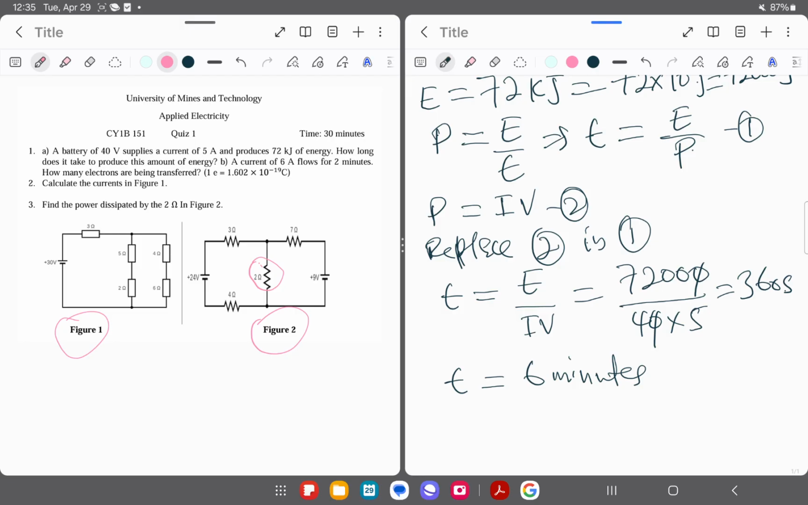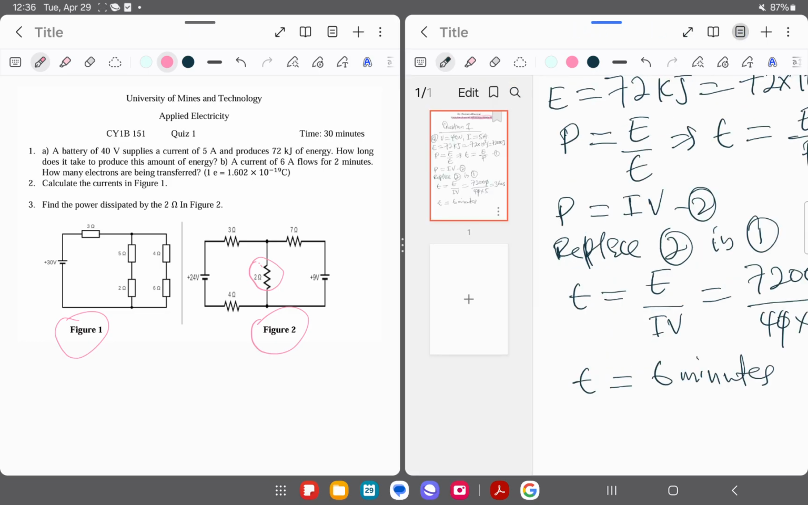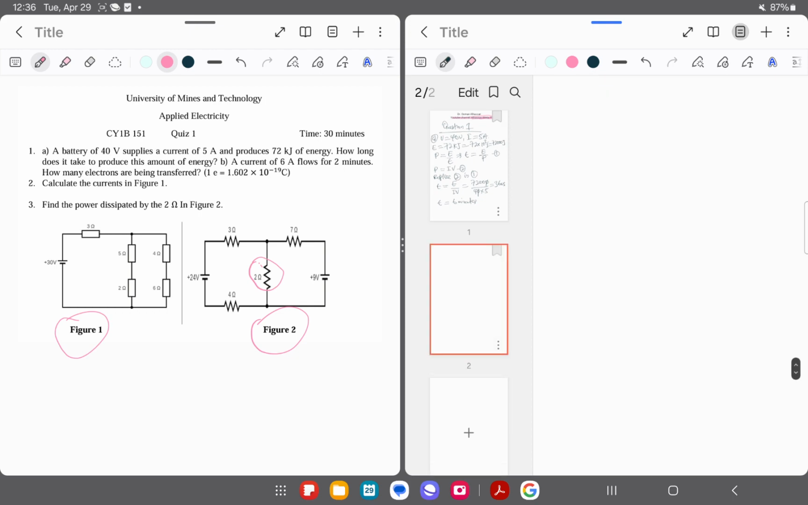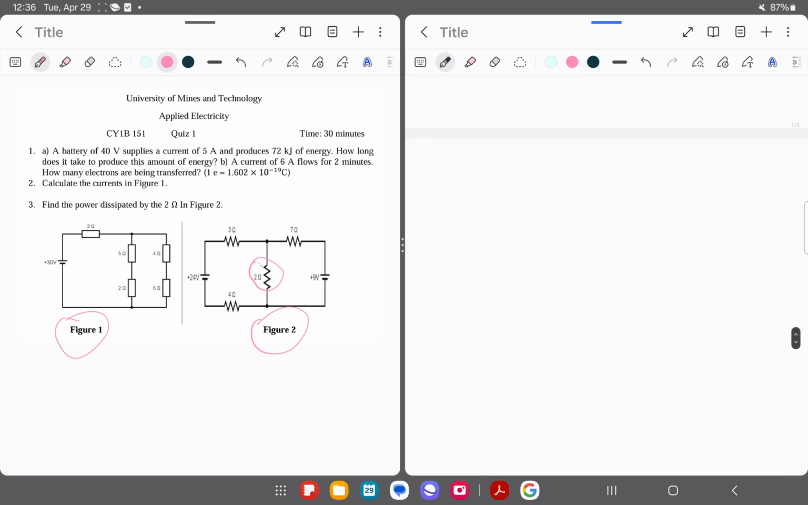Now that is the time. So let's go to the second. Let's go to 1B. Question 1B. We have question 1B here. You are asked to find how many electrons are being transferred. So you are given a current of what? 6 amps flows for what? 2 minutes, right? 2 minutes here. How many electrons are being transferred?